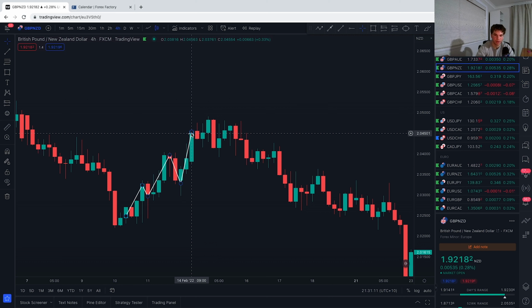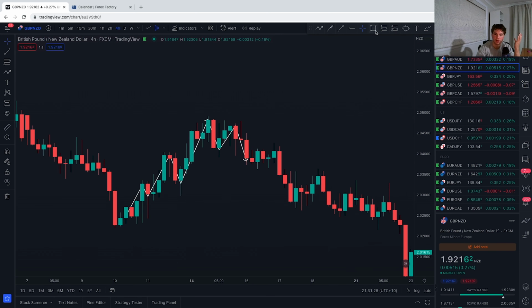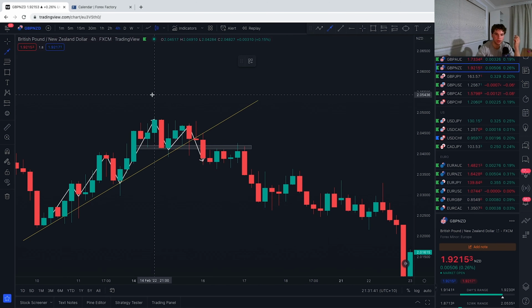Let's break down this reversal. So we form sort of this structure here. We create a high there, push down, create a higher low, and then fail to make a new high. As soon as we break the previous higher low structure right here, we can start looking for this reversal. We can also validate this with a trend break. We form a double top.